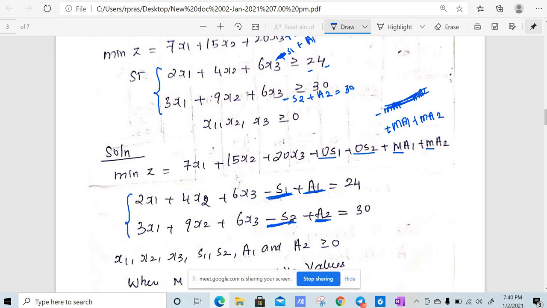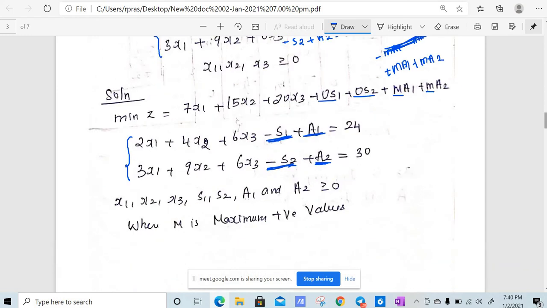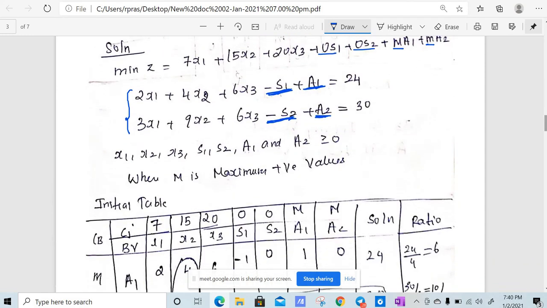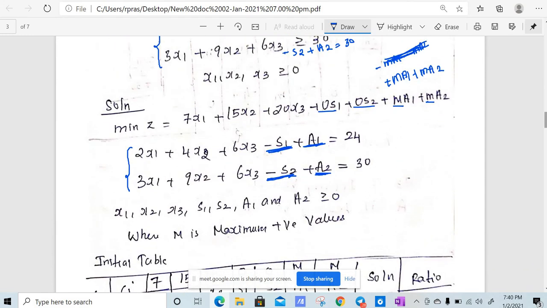We are subtracting one slack variable and adding one artificial variable. Both are greater than or equal to. And in the objective function, we need to add 0s1 plus 0s2. But for minimum, we should add m a1 plus m a2, and for maximum, we should subtract m a1 and m a2. All values are greater than or equal to 0. Now we can go through what we did in the simplex method. What are the variables we have? x1, x2, x3, s1, s2, a1, a2.